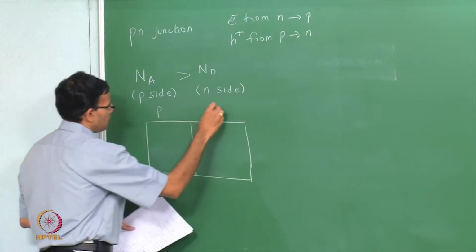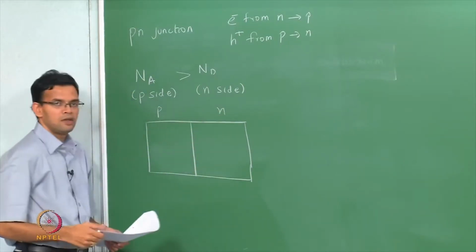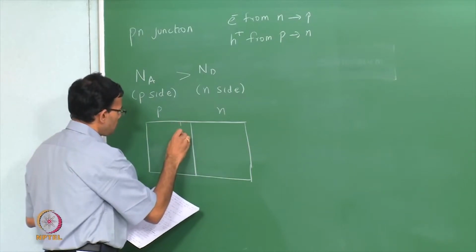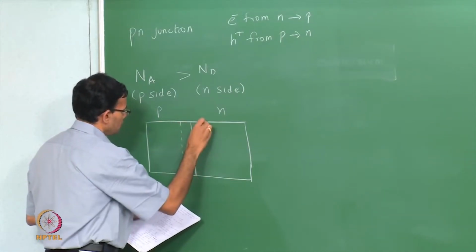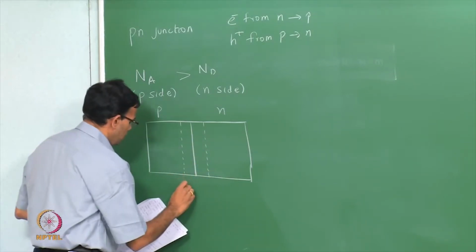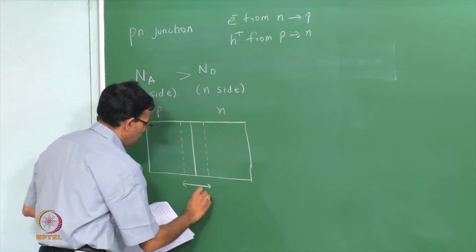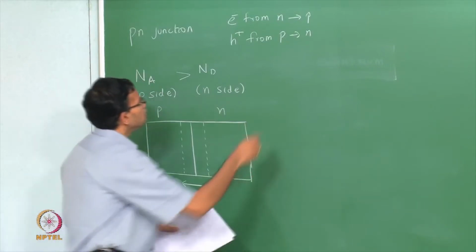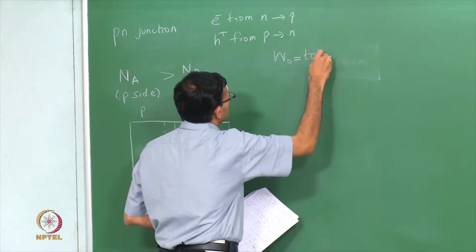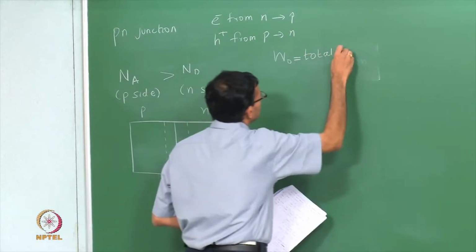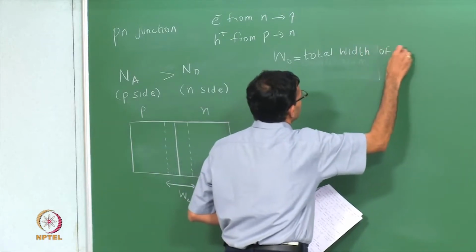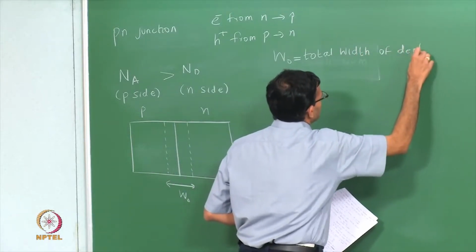This is the p, that is the n. There is a depletion region that is formed because of the diffusion of carriers. Let me call this W naught. So, W naught is the total width of the depletion region.